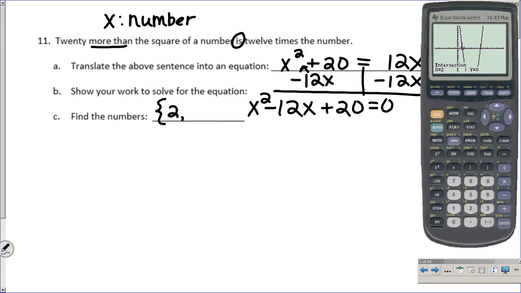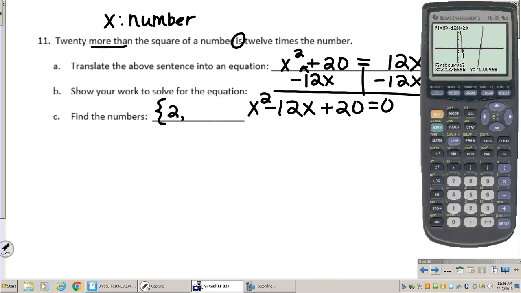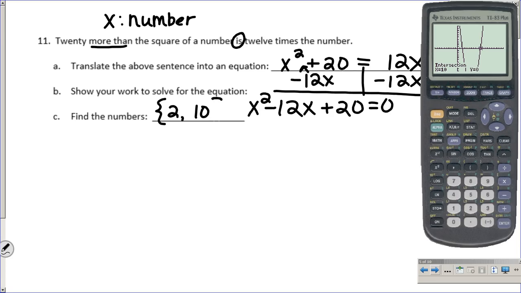Now if we move the cursor to the right side, second trace 5. I think I messed up. We'll see if it'll find it. And then enter, enter, enter. You will find the second number is at positive 10. So the two numbers are 2 and 10.